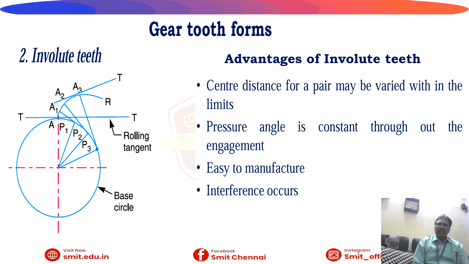In the previous one we have seen the manufacturing cost is very high for cycloidal teeth. It is easy to manufacture in this. Interference does not occur in the cycloidal one, whereas here, interference occurs in the involute. These are the two categories of gear tooth forms we have seen. In that, the flanks area will be wider, so that's why we can say the wear will be very less in that case.